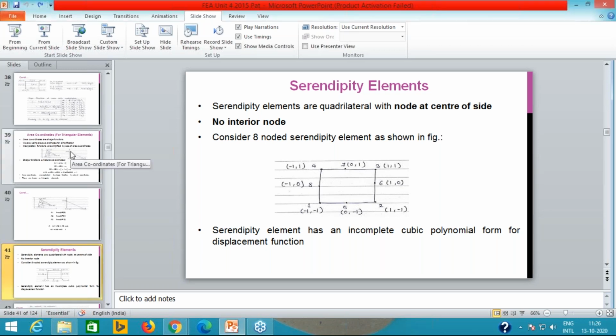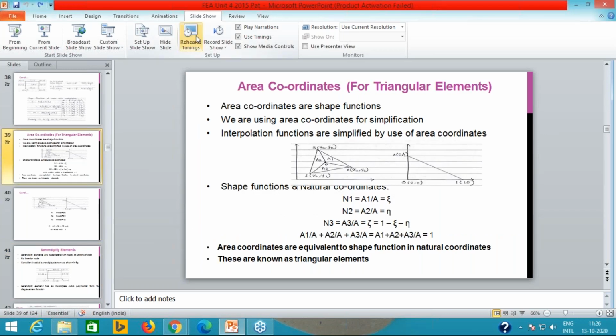Then we come to the next part, the area coordinates, and I am going to revise small things regarding the area coordinates. Then we will move to today's topic, the Jacobian matrix for the CST element and Lagrangian element, and the derivation of the Lagrangian element stiffness matrix.